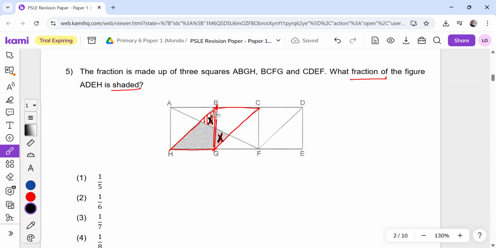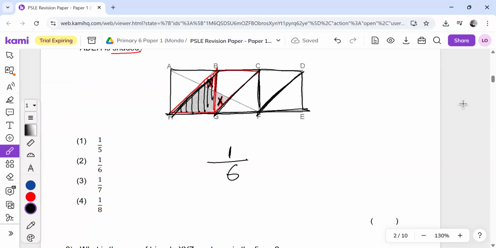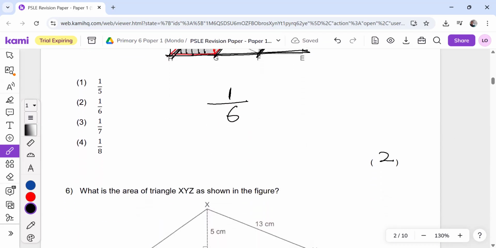So when you cut and paste, what will happen? You will have one shaded triangle already. And how many triangles can you see in the entire rectangle? So in the entire rectangle, if you notice carefully, you can actually cut into six triangles. So the whole rectangle is made of six triangles. One triangle is shaded, so 1 over 6 is shaded. Answer number 2. Did anyone get answer number 2? Okay, not many. Those who didn't get, maybe you didn't realize that you can cut and paste. So there's a method here called cut and paste. Okay? All right, let's go to question number 6.